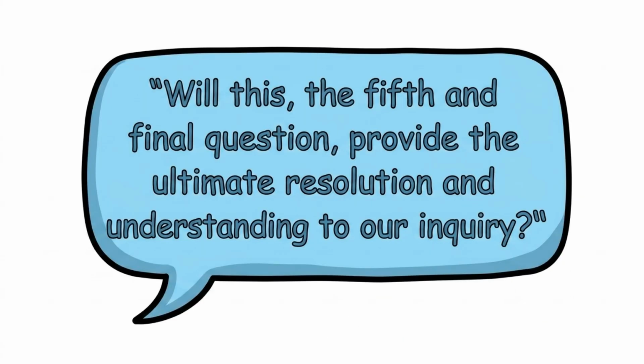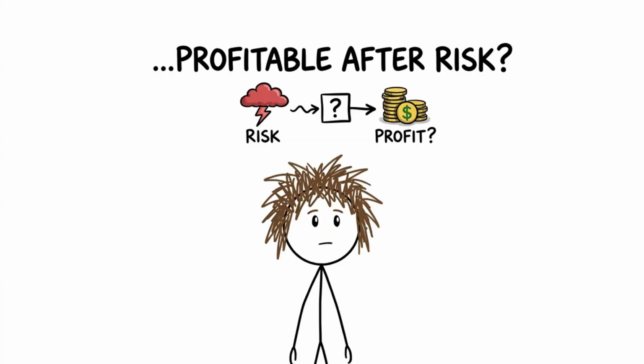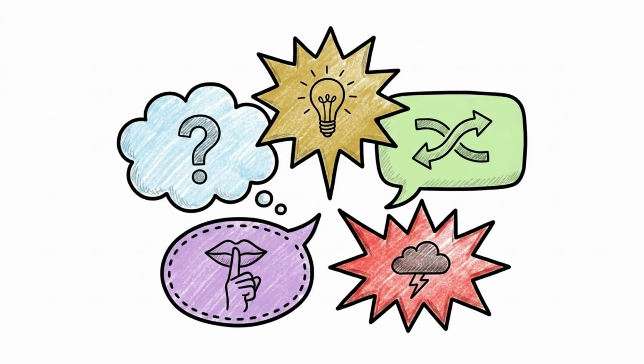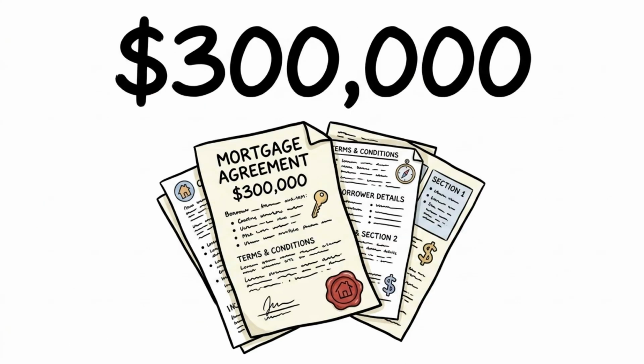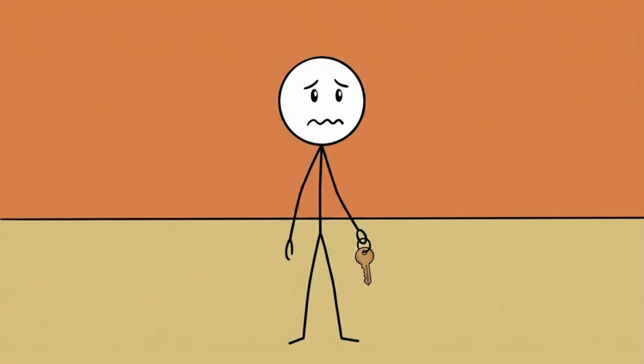Is the loan profitable after its risks and costs? Those constraints matter enormously. What happens when you spend the loan? Let's go back to that $300,000 mortgage. The bank creates the deposit. You use it to buy a house.